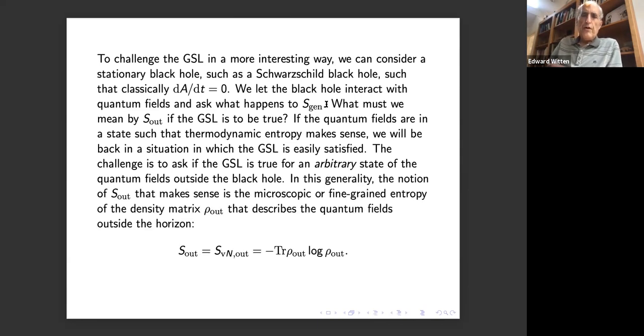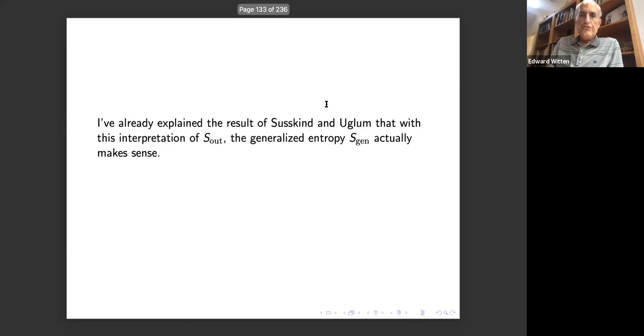In that generality, we have to use the microscopic or fine-grained entropy, the von Neumann entropy, because that's the only entropy that makes sense universally. But of course, there's another reason that we have to use the von Neumann entropy for S out, because Susskind and Uglum showed that if we use S out as the von Neumann entropy, then the generalized entropy actually makes sense. But if we think that S out is thermodynamic entropy, then the generalized entropy won't make sense. It'll have an ultraviolet divergence in the renormalization of Newton's constant, and we won't know what to say. So S out has to be the von Neumann entropy, both because it's the only one that makes sense for the ultraviolet divergence, and also it's the only one that makes sense for a general quantum state that we want to test.